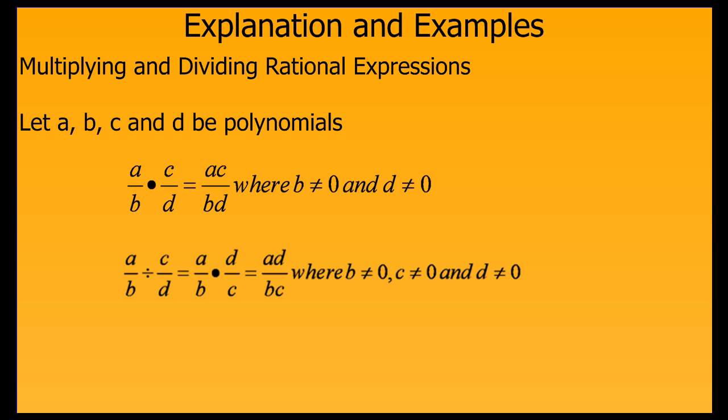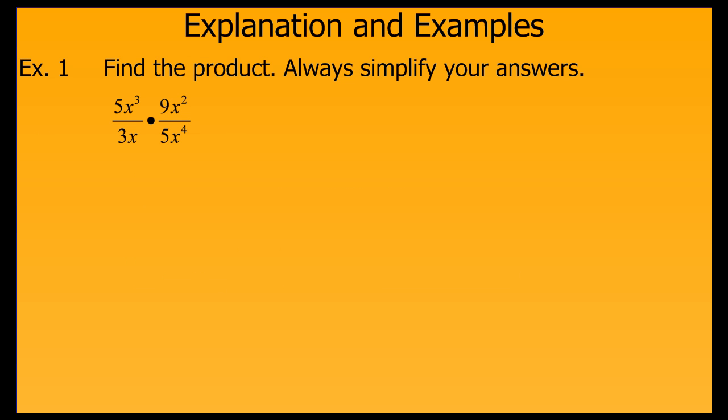Similarly, a over b divided by c over d is equal to a over b times d over c, simply taking the reciprocal of c over d, which then equals ad over bc. This time b, c, and d must not equal 0. Let's look at an example to make that more clear.